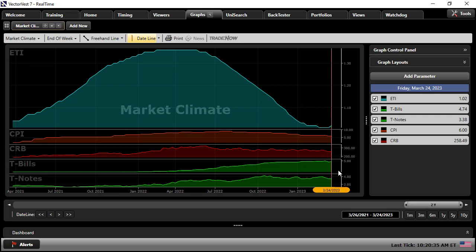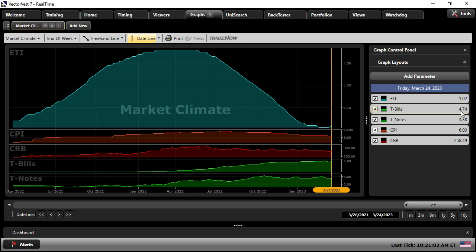And then down below, to track interest rates, I've added T-bills and T-notes, right? Treasury bills being the shorter term treasuries, T-notes being a little bit longer. And so we see these very high as well. And so this is on a weekly basis that you see here. These are not daily numbers, but every Friday we update these numbers. So as of March 24th, we can see the CPI, or the inflation rate, at 6.